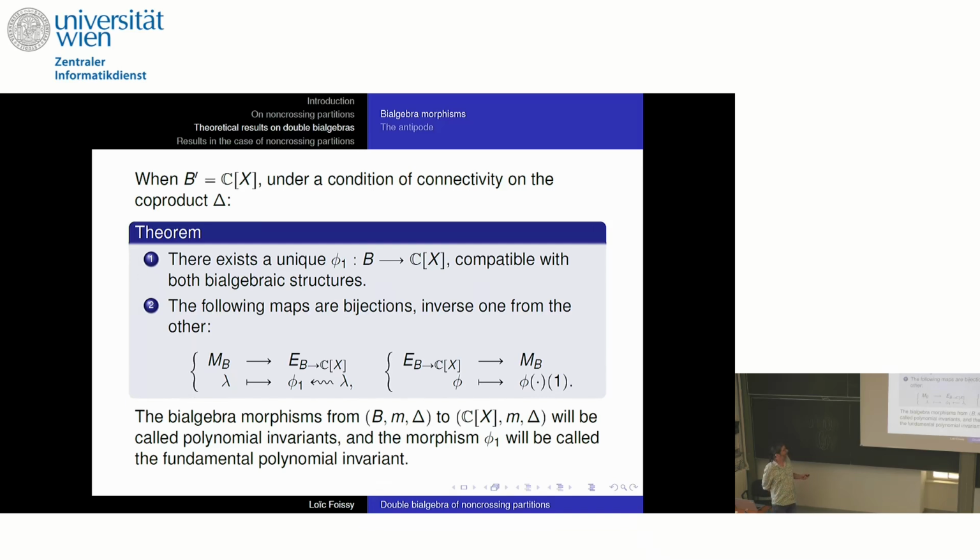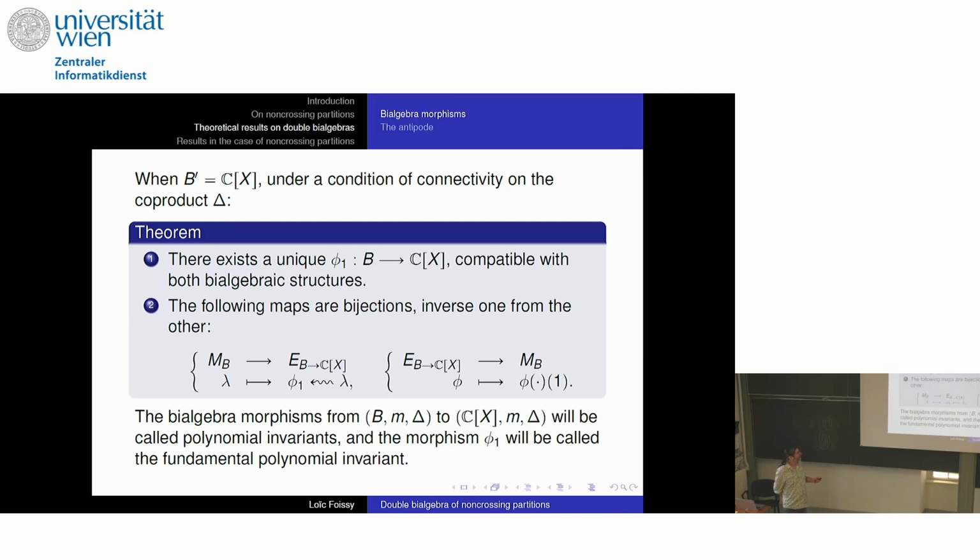Moreover, if you have phi1, you obtain all morphisms for the first coproduct just by the action of characters lambda. In fact, if you make the monoid of characters act on phi1, you obtain all bialgebra morphisms for the first coproduct from B to C[X] in a bijective way. The action gives you a morphism, and you obtain all of them in a unique way, and the inverse bijection is just to take your morphism to C[X] and evaluate it at 1. And these are two bijections.